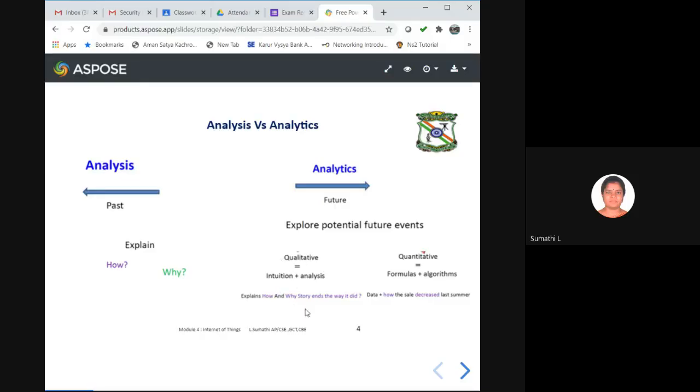If you just give an intuition of how this happened, with some basic assumption, that is qualitative. Quantitative means you use formulas and algorithms to tell, or you make predictions. And we will be focusing on quantitative, right? Okay.